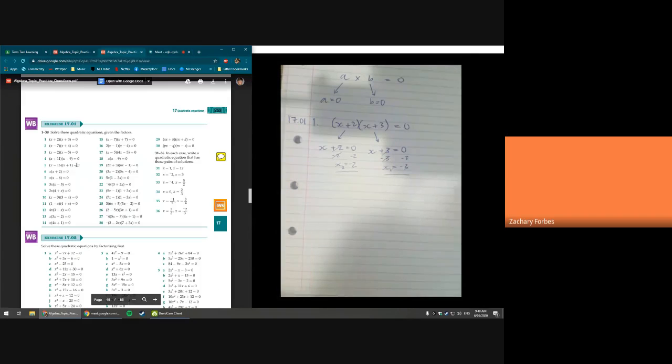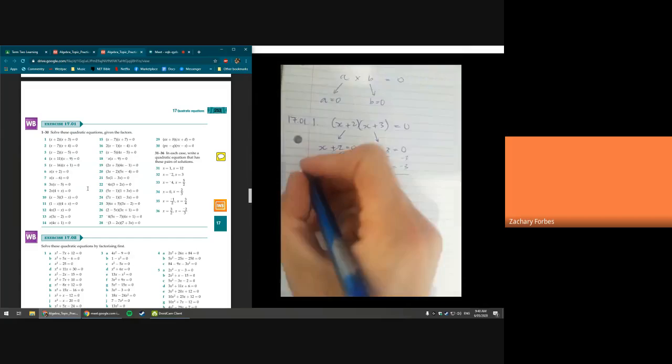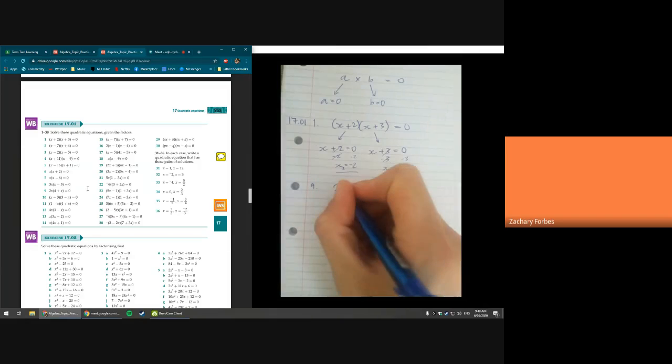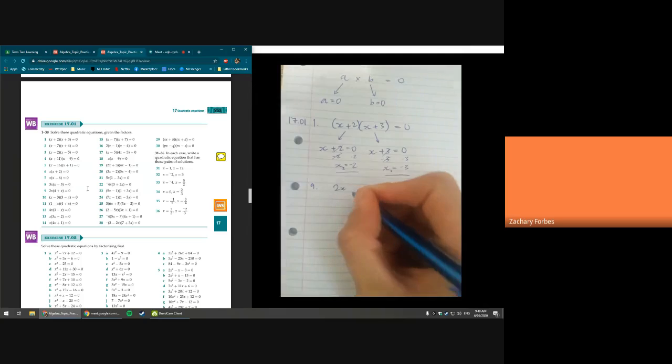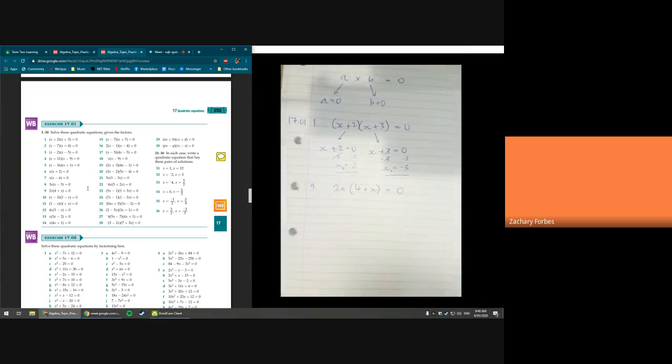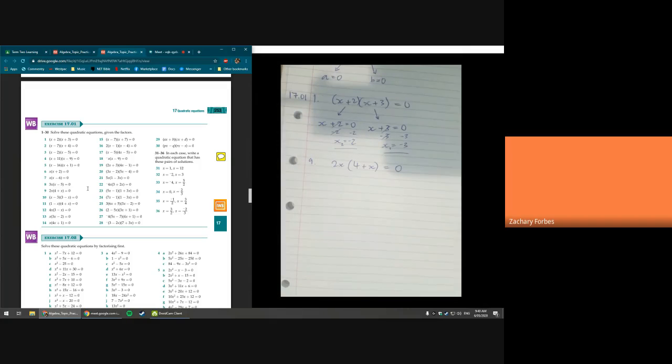Okay. So let's see if we can find a harder question. This question is not harder, but it's unique. So we're going to have a look at question 9 quickly. Now, question 9 is 2x times 4 plus x equals 0. So it looks a little bit different than the last scenario, but really it's probably easier, if anything.